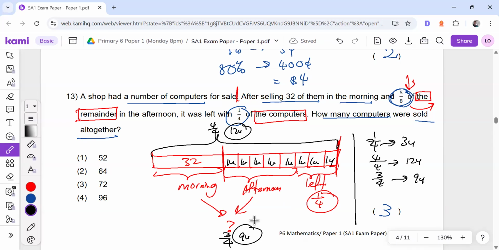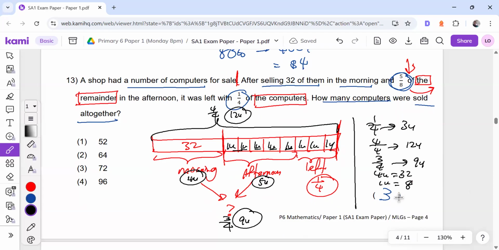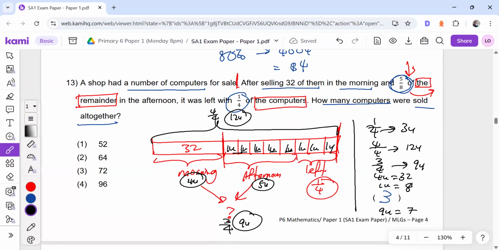Wow, can you solve already? Can you find how many units in the morning? So 9 minus 5. You must have sold 4 units in the morning, right? Because afternoon is 5 units. So your 4 units is equal to 32. 1 unit is 8. Then altogether, you sell how many units? You sell 9 units, so 72. 9 times 8. So answer number 3.